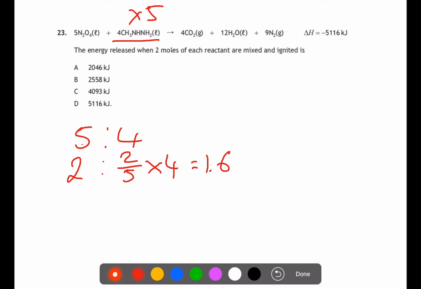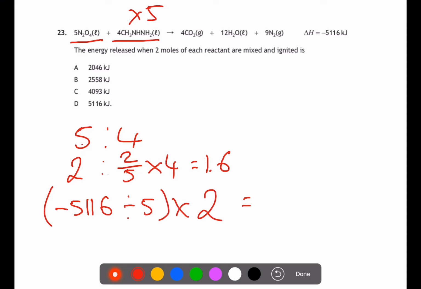To be able to work out the energy released when 2 moles of this reactant are ignited, we take the value given in the question, which is negative 5,116, divide it by 5 and times it by 2, which gives us our answer of 2046. So A is our answer.